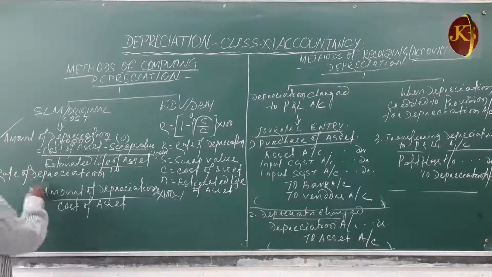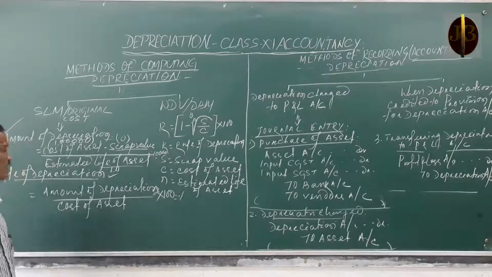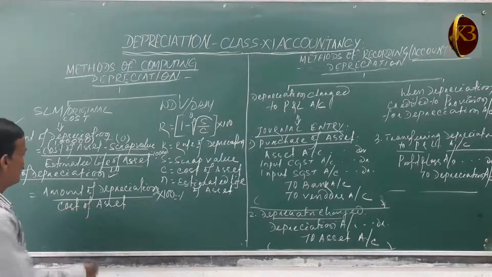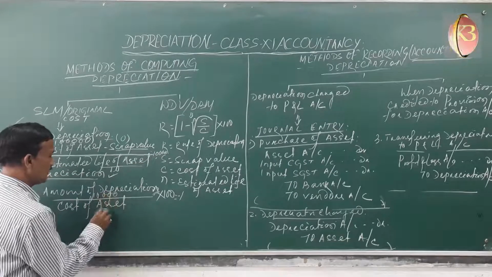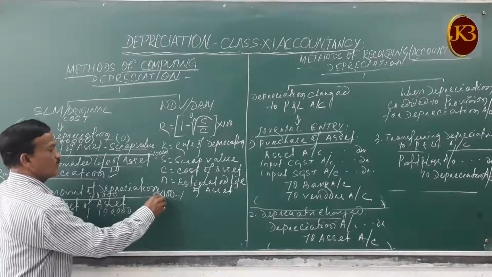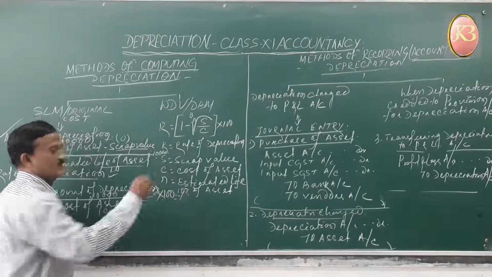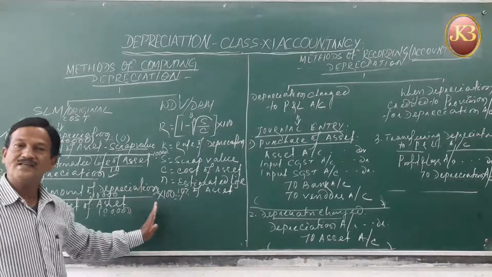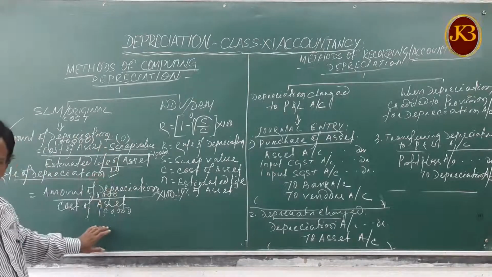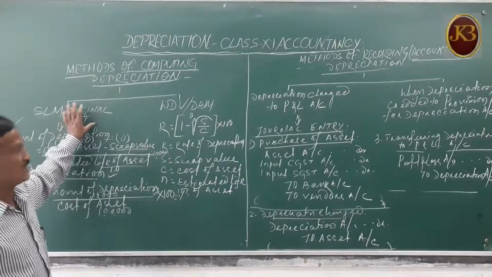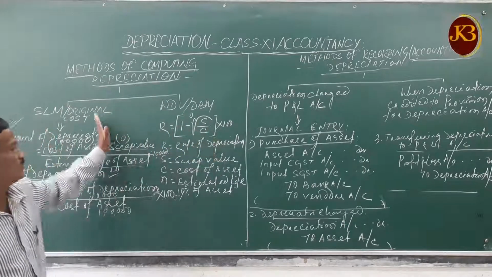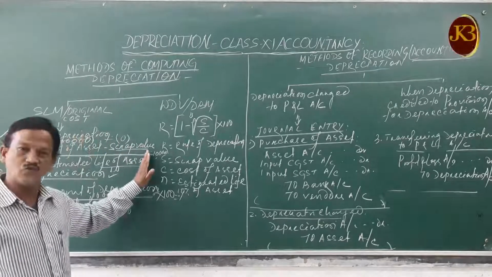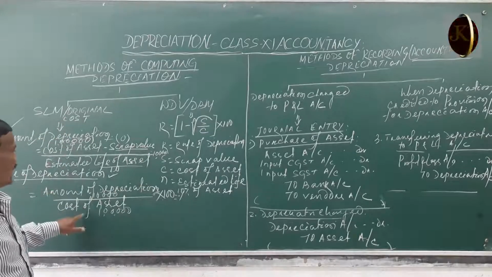Then you have to calculate the rate of depreciation. That is the amount of depreciation, 10,000, divided by the cost of the assets, 1 lakh, multiplied by 100, equal to 10%. So the percentage comes to 10. This is the rate of depreciation calculated. Now let's come to the method, the straight line method or the written down value method. You have to follow this calculation for calculating the amount of depreciation. The rate of depreciation under the straight line method is this.